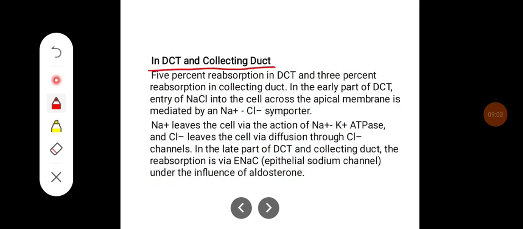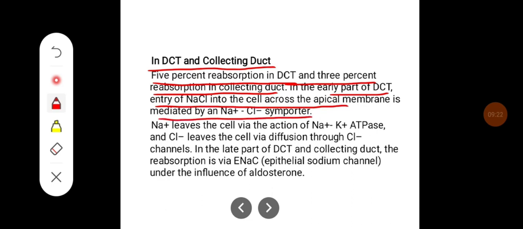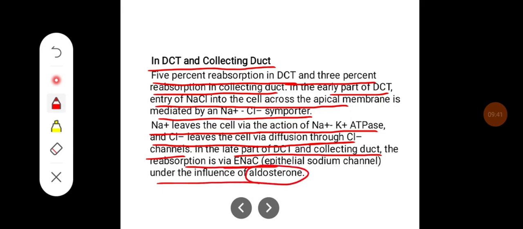In DCT and collecting duct, 5% of the reabsorption occurs in DCT and 3% of reabsorption in the collecting duct. In the early part of the DCT, entry of sodium chloride into the cell across the apical membrane is mediated by sodium chloride symporter. Sodium leaves the cell via action of sodium potassium ATPase, and chloride leaves the cells by diffusion through the chloride channels. In the late part of the DCT and collecting duct, the reabsorption is via epithelial sodium channels under the influence of hormone aldosterone.